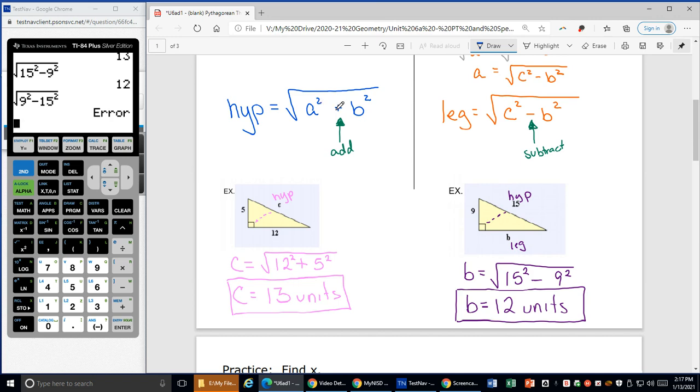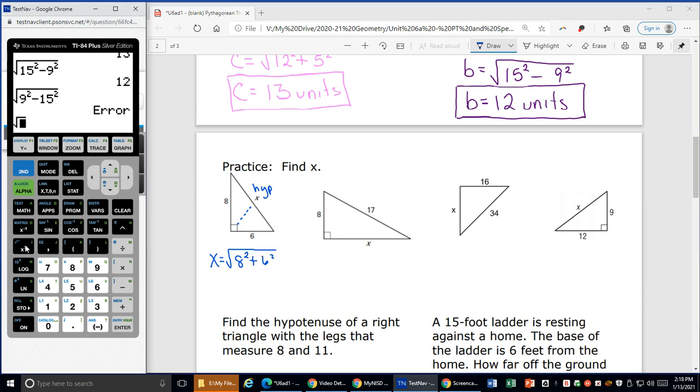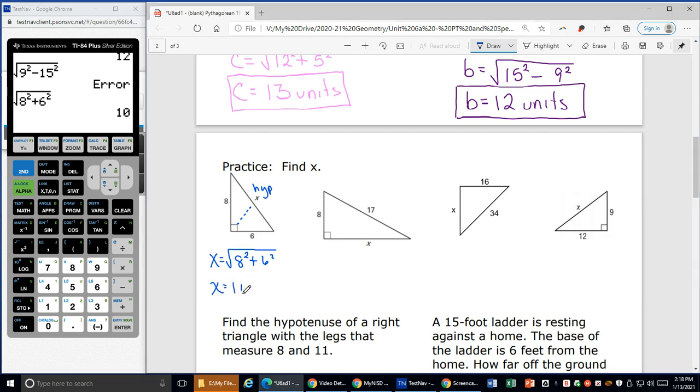So I'm going to take a squared plus b squared. My two numbers are 6 and 8. I like to always put the biggest one in first, although when you're adding, it's not going to make a difference. Then I'm ready to put this in the calculator. I hit second, and then the x squared, that gives me my square root. 8 squared plus 6 squared gives me 10. So the value of x is 10.